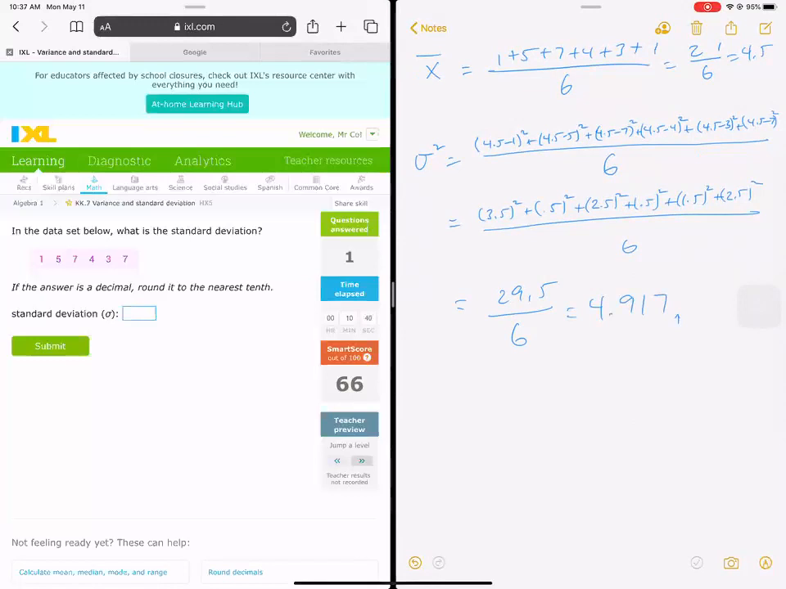Now, what I want to do is find standard deviation. If you look on the left, standard deviation is not sigma squared, it's sigma. So to go backwards, we're going to take the square root of it. So sigma, our standard deviation, we're going to take the square root of 4.917. On my calculator, that's just one button. That's going to give me 2.217, which, rounding off, is approximately 2.2.